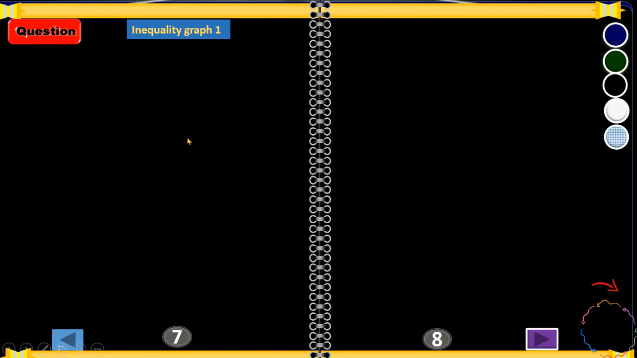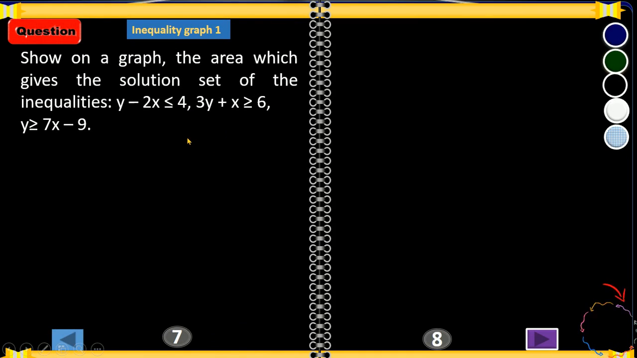Inequality graph. Show on a graph the area which gives the solution set of the inequalities. 1. y minus 2x is less than 4. 2. 3y plus x is greater than or equal to 6. 3. y is greater than or equal to 7 minus 9. Let's solve this question together now.